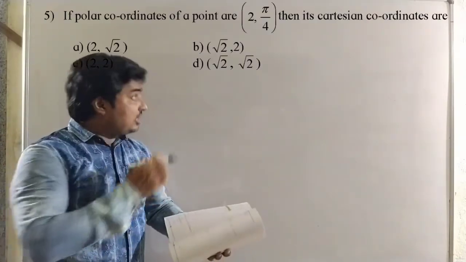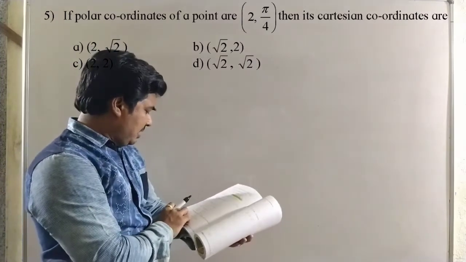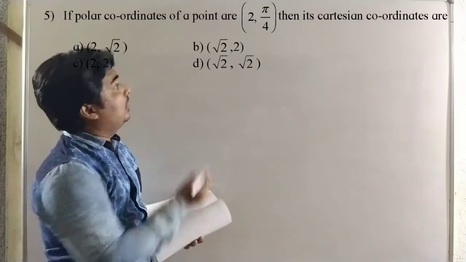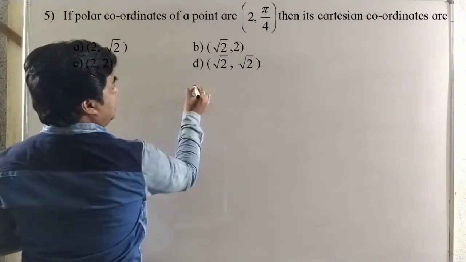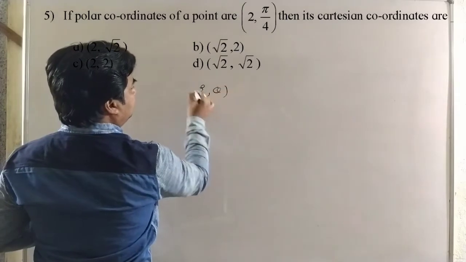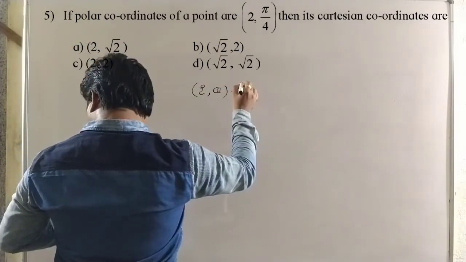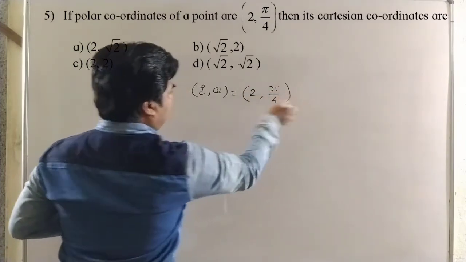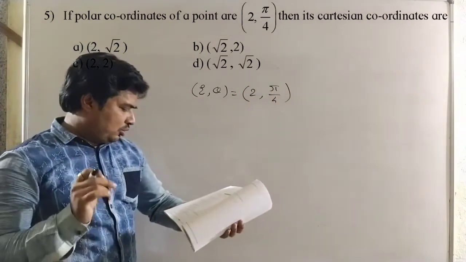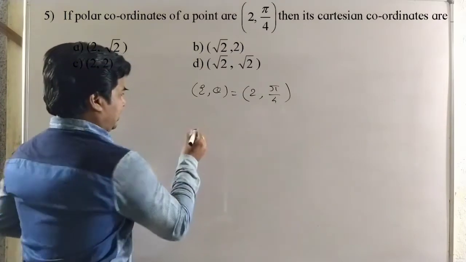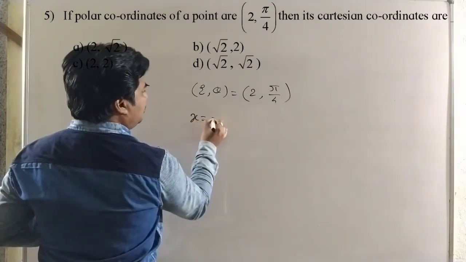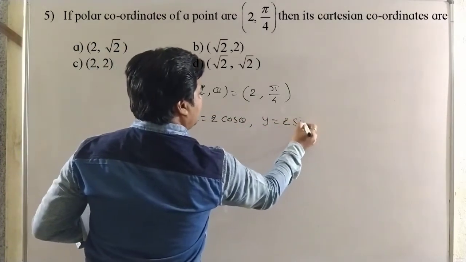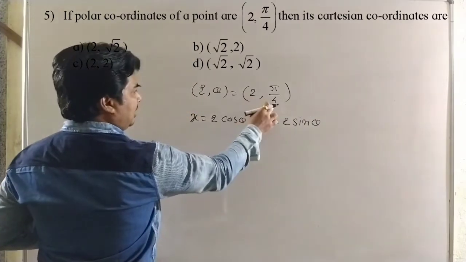Here, see carefully the question. If the polar coordinates of a point are (2, pi by 4). Here, it is given that the polar coordinates, that means r, theta is equal to (2, pi by 4). Here r, theta is given. We want to find the Cartesian coordinates, that is x, y. Here, x is equal to r cos theta and y is equal to r sin theta.